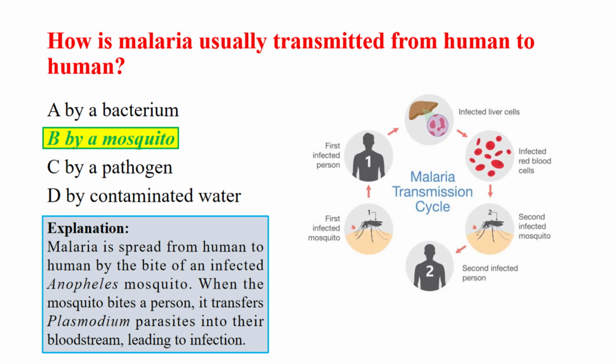Here's how it works. Malaria is caused by a parasite from the Plasmodium genus. These parasites are transmitted through the bite of an infected Anopheles mosquito. When an Anopheles mosquito bites someone who has malaria, it ingests the parasites from their blood. Then, when the mosquito bites another person, it transfers these parasites into their bloodstream. This process is crucial for the spread of malaria, making mosquitoes the primary vectors of this disease. So, whenever you hear about malaria transmission, remember it's all about those pesky mosquitoes.